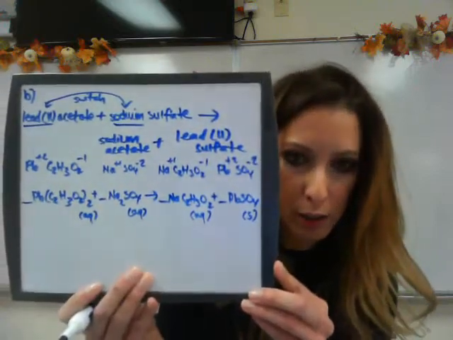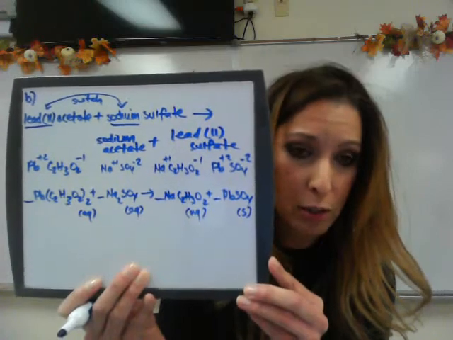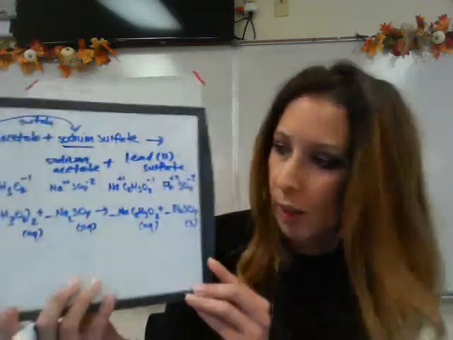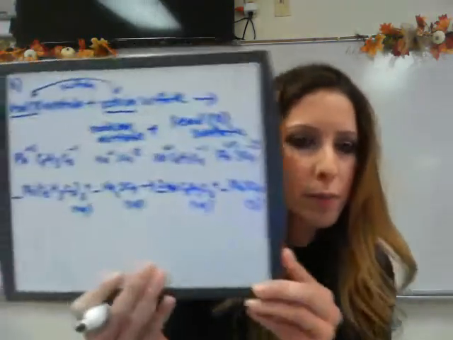That is a form of evidence that a chemical reaction occurred. So this is a precipitation reaction. We're not balanced. I have 2 acetates here, so put a 2 in front of here, and then you're done.